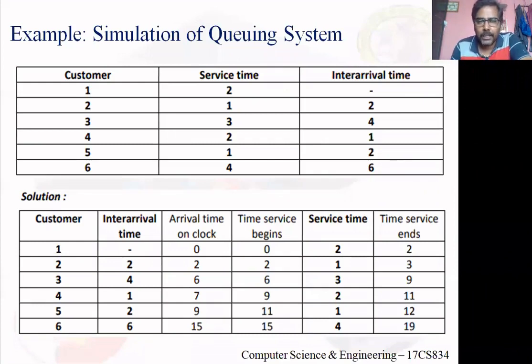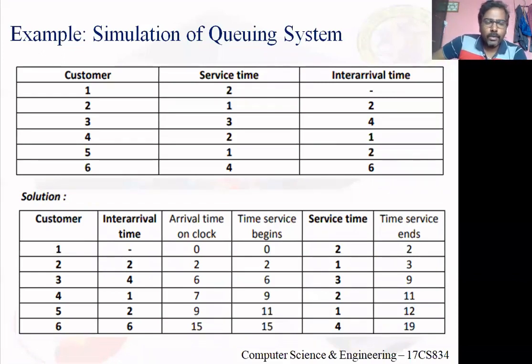So this is how I fill the first row. The inter-arrival time is a dash for the first customer, so the arrival time is 0. Service begins immediately at time 0, and the service time is 2 minutes, so his service will end at 2. This is how we fill the first row.